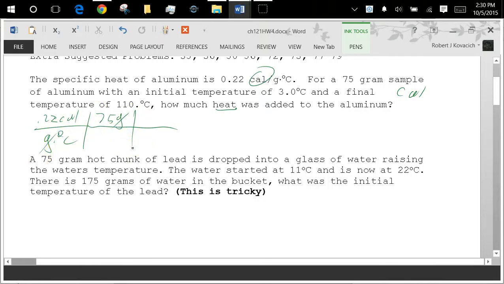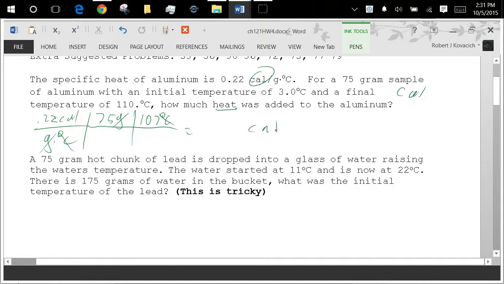I'm given two temperature values in degrees C. So what am I supposed to do with those? This thing was at 3 degrees Celsius and went up to 100 degrees Celsius. So it didn't gain 110 degrees in temperature. It only gained 107 degrees in temperature. So we don't care about that 3 degrees other than that's what its starting point was. So I'll put 107 degrees C up here and cancel out that degree C, and then the only unit I have left is my calorie unit.